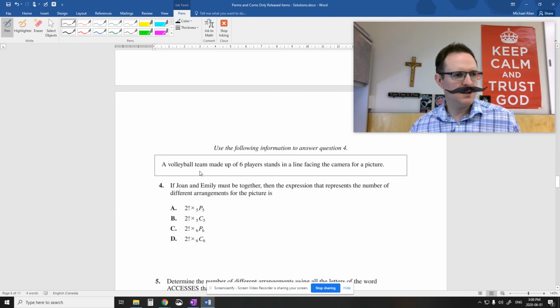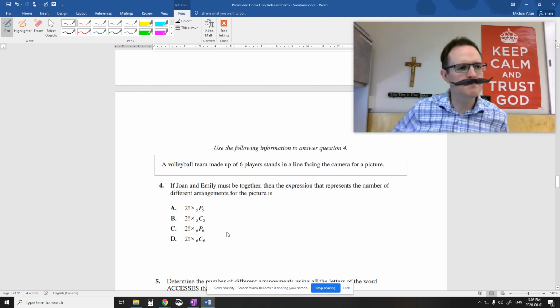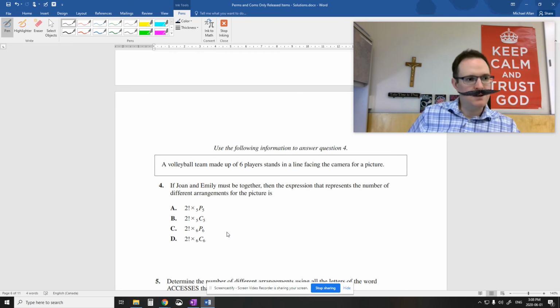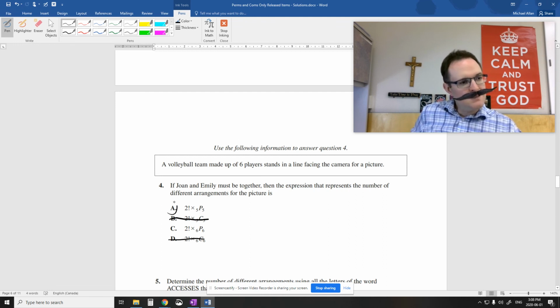A volleyball team is made up of 6 players standing in a line facing the camera for a picture. Jonah and Emily must be together, and the expression could be what? That's a good question. Okay, so picture, so it's going to be a permutation. I'm going to cross those 2 off. I'm going to say it's A. So what they're trying to do here is treat Emily and Jonah like a 2-headed monster. So if they're stuck together, there's really only 5 players then.